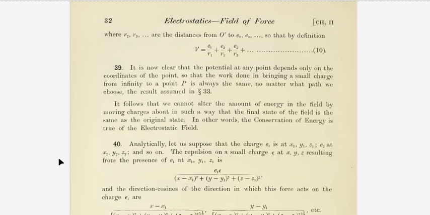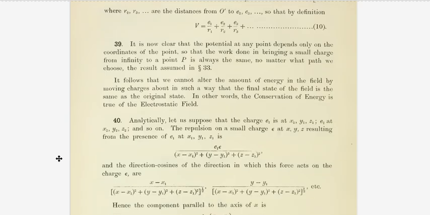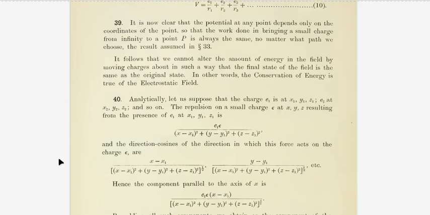39. It is now clear that the potential at any point depends only on the coordinates of the point, so that the work done in bringing a small charge from infinity to a point P is always the same, no matter what path we choose, the result assumed in paragraph 33. It follows that we cannot alter the amount of energy in the field by moving charges about in such a way that the final state of the field is the same as the original state. In other words, the conservation of energy is true of the electrostatic field.